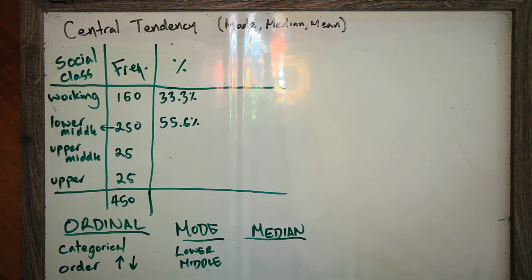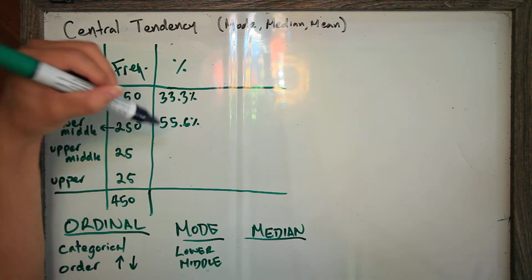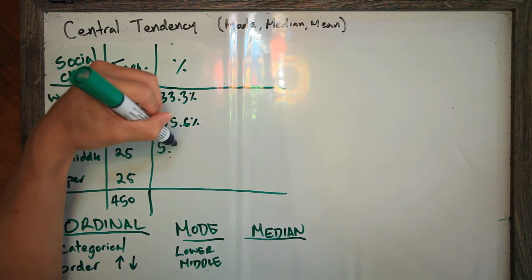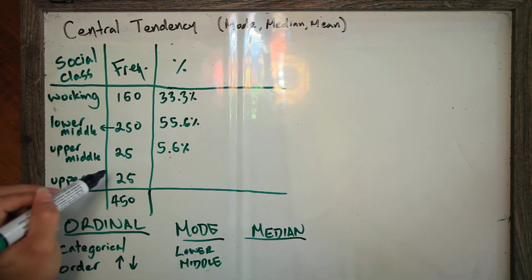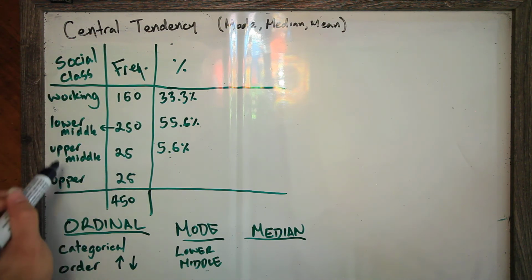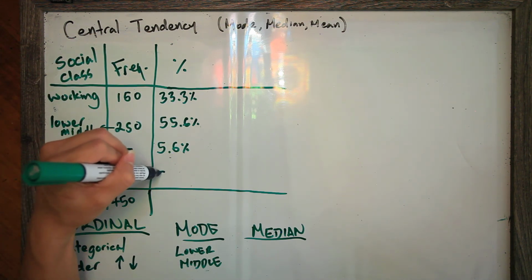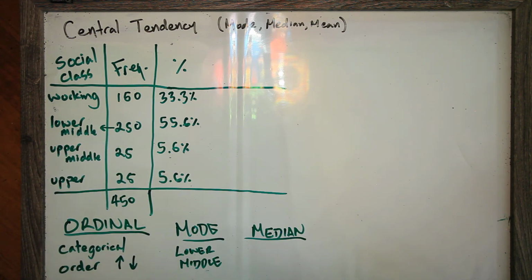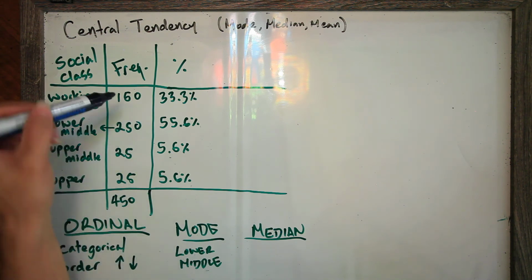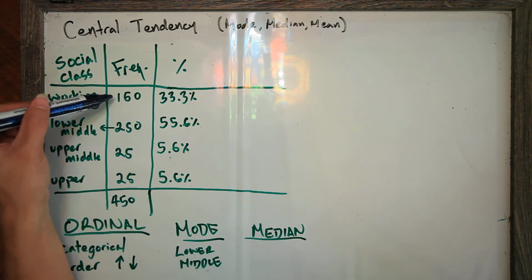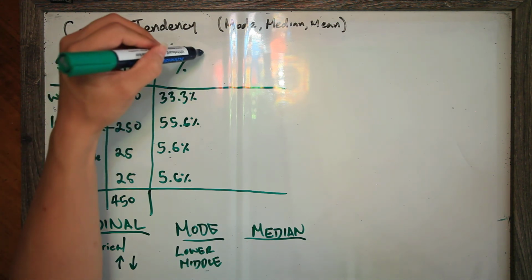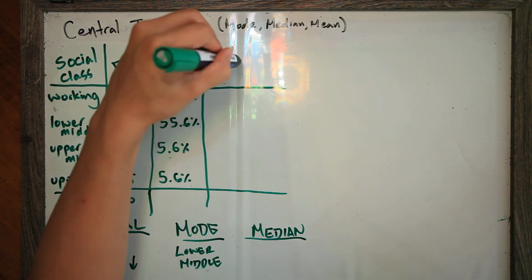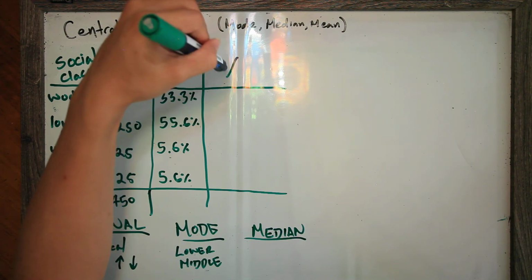Then for upper middle, we do 25 divided by 450. That gives us 5.6%. And since this number is the same, right, the frequency for upper middle and upper were the same, we know that this is also 5.6%. That's how we calculate our percentages. We just take the value that is the frequency for each category and divide it by the total. Now we can find the percent, or the cumulative percent.